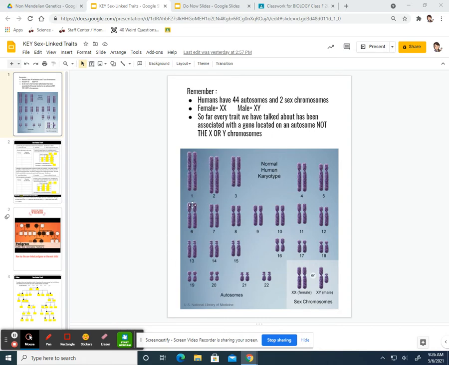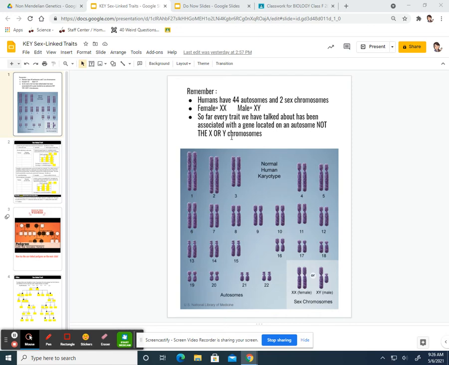We have 22 pairs, so 44 total autosomes. So any chromosome that is not one of the sex chromosomes. And then 2 sex chromosomes, XX for female, XY for male, for a total of 46 total chromosomes.